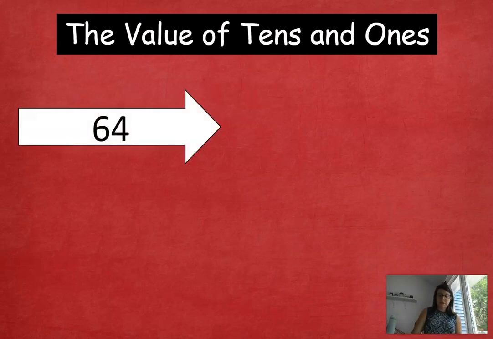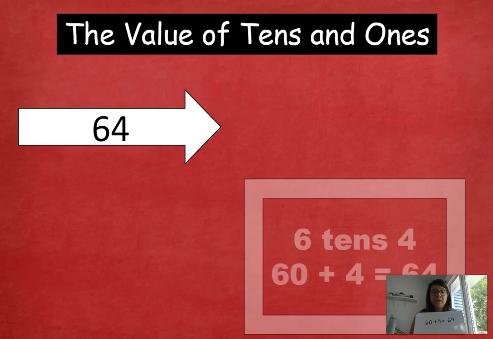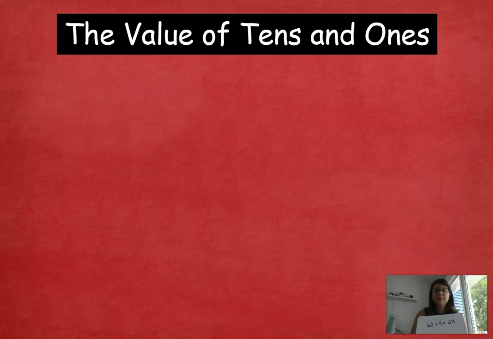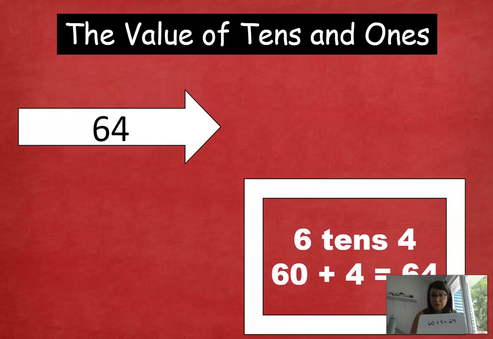Oh, I don't have to erase that much. 64. Ooh, saving time. Ready? Okay. I have the value of my 10s, which is, there are 6 10s, which equals 60. 10, 20, 30, 40, 50, 60. Plus 4 extra ones. 64. So we have 6 10s 4. 6 10s plus 4 1s. 60 plus 4 equals 64.